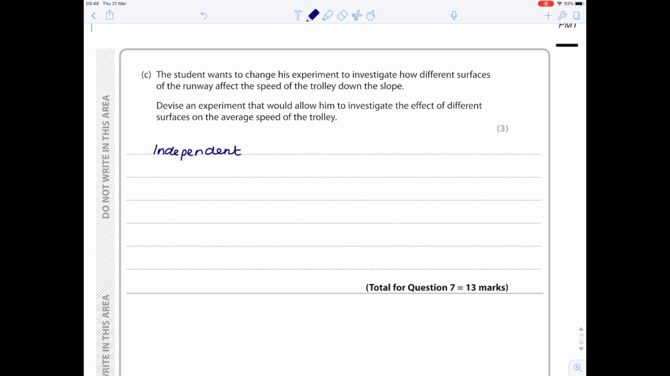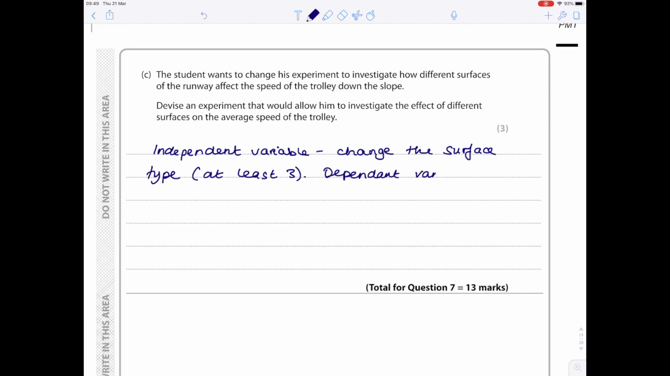I'm still going to use my variable format just because that's how I like to lay out investigations. So independent is what you're changing. So the independent variable, change the surface type. So we're altering the surface, the trolley is rolling along, and you want to use at least 3. Then your dependent variable is what you're measuring. So measure the time taken by the trolley.